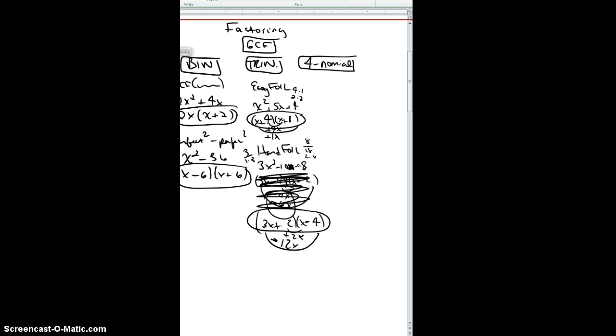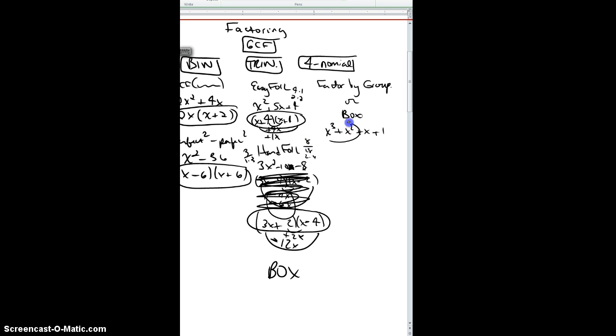The last type, and again, we could do the box, but I can do that in another video. A four-nomial is when you can factor by grouping, or you can do the box. So if it's a four-nomial, you might have something like x cubed, x squared, x, and plus 1.